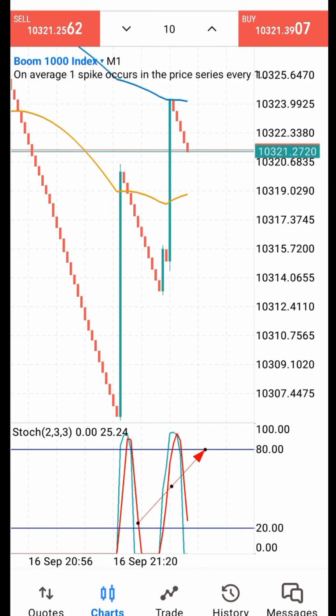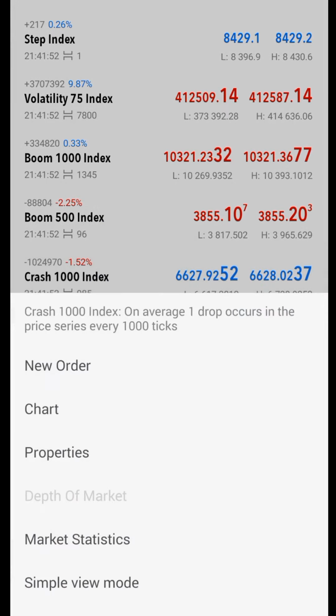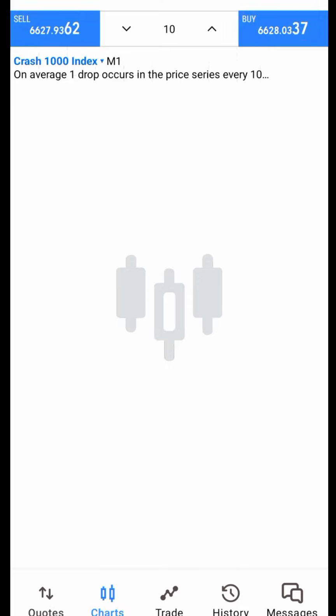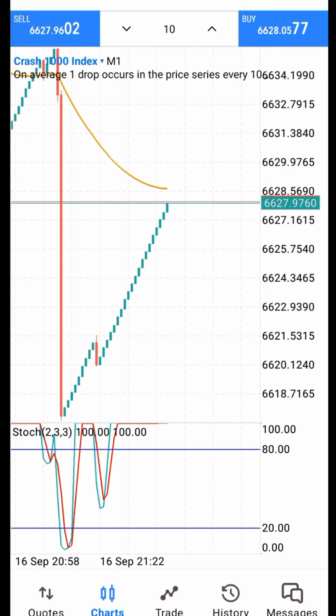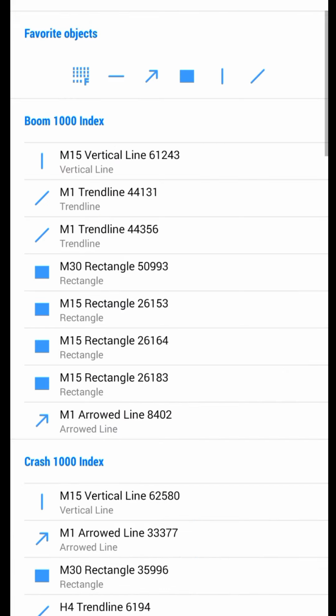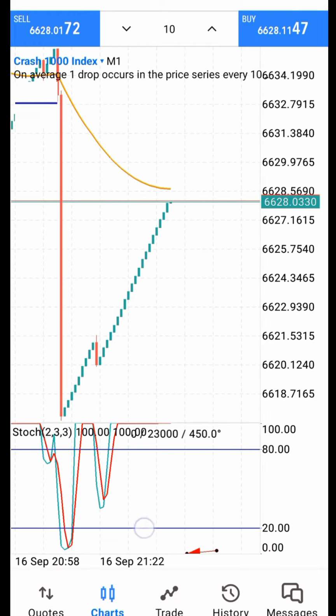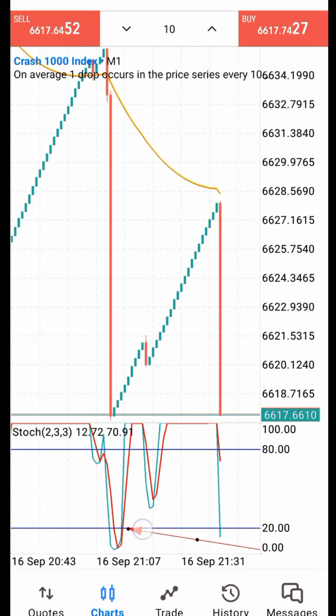As I'm waiting, I can go to Crash 1000 to also see whether I'm going to see a signal, but no. So I'm patiently waiting for a spike to happen till the market comes to below 20. You understand? This is where we'll be looking at the cross, and you can see as this happened here. You can see as this crossing happens.